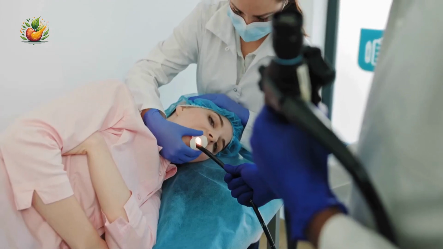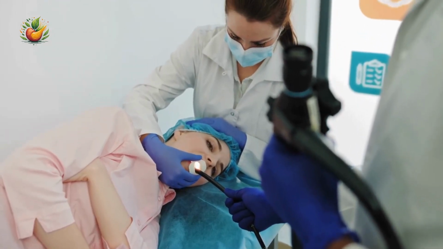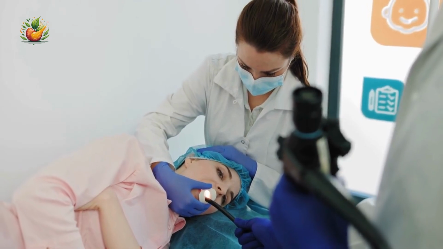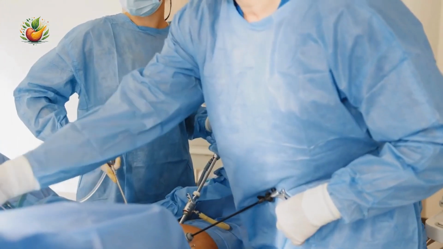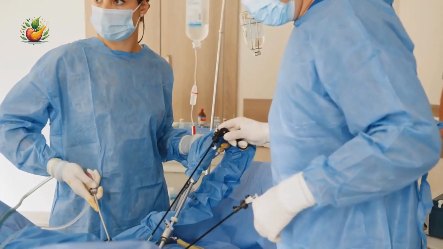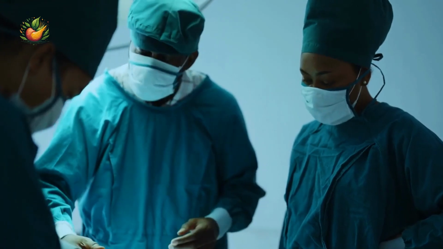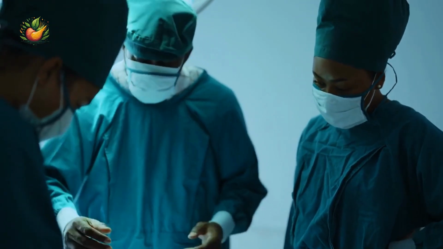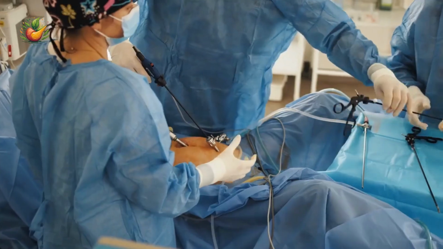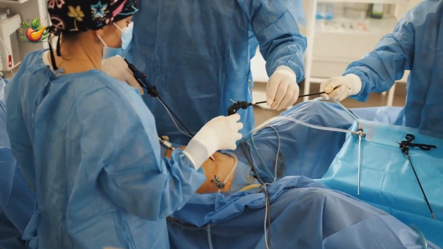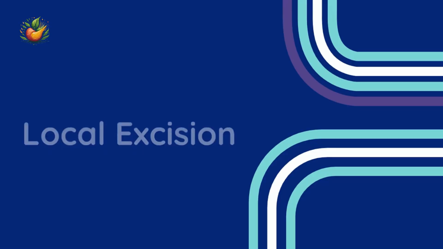Polypectomy. Picture a tiny, cancerous growth, or polyp, lurking in the colon. A polypectomy is a minimally invasive procedure performed during a colonoscopy, where doctors use a wire to snag and cut out the polyp using an electric current. It's like removing a weed from a garden before it has a chance to spread.